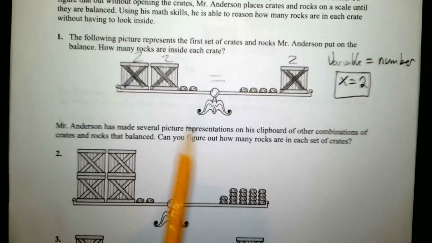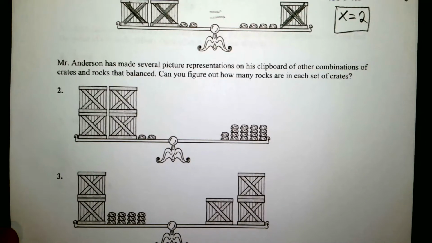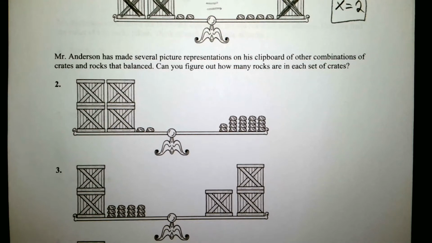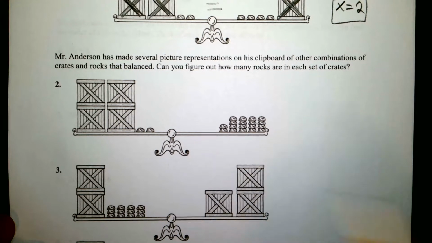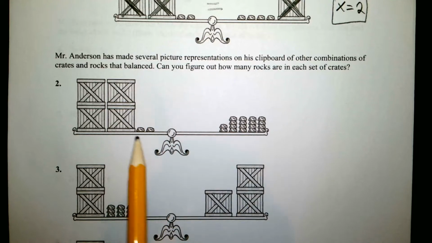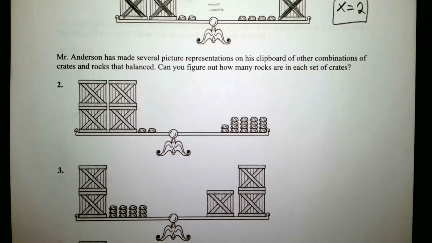So instead of doing this problem, let's break it down and do a couple different problems at a time, focusing on 1 or 2 particular strategies. So in this one, take a second and look at problem number 2. Can you figure out how many rocks are in each crate? Okay, so let's see how you could have done this.